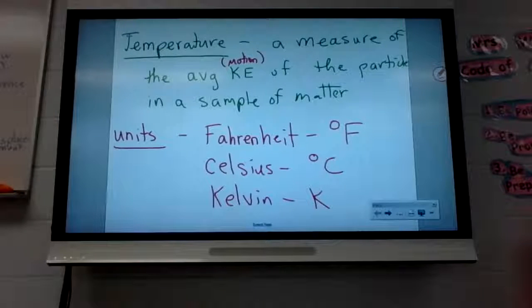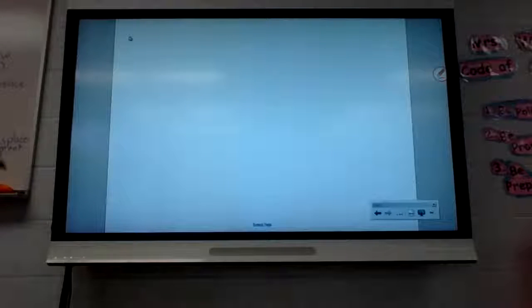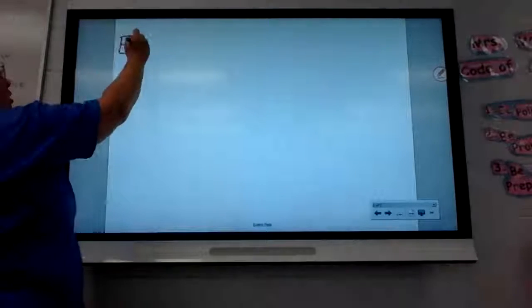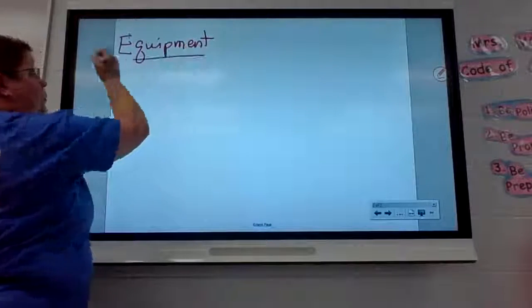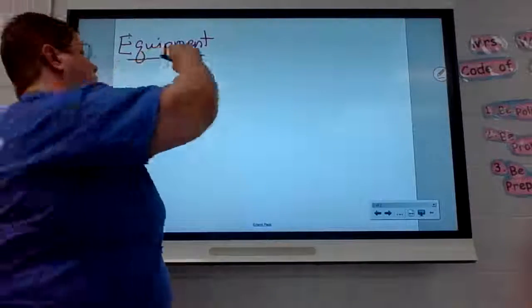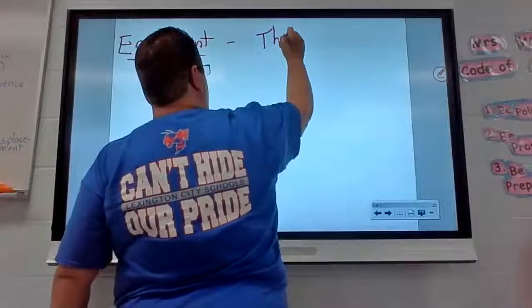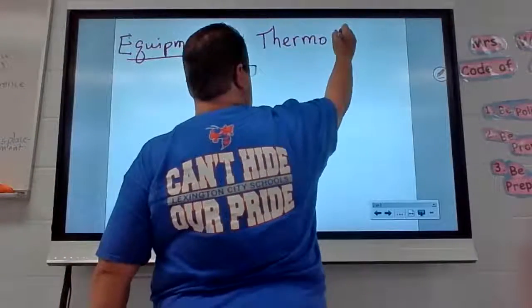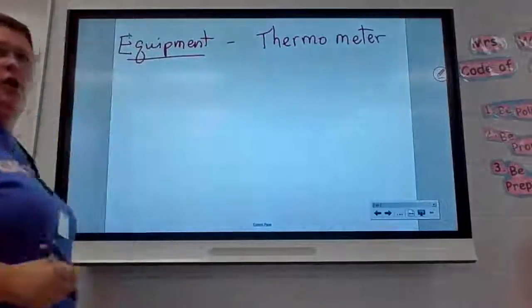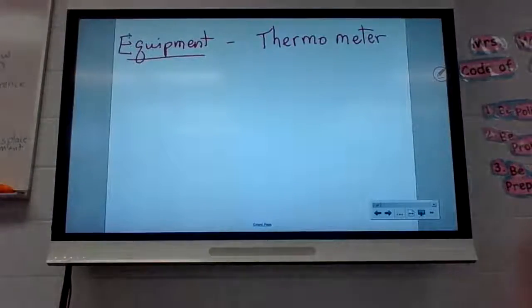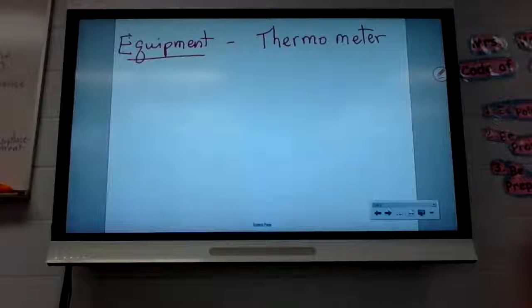All right, we're caught up? All right, so what piece of equipment do we use? And we're doing this because I'm going to show you how heat is different. What do we use to measure temperature? Those of you who can't spell it, it's thermometer. That's the easiest way to remember it. Instead of jacking up the spelling constantly, it's thermo and meter.